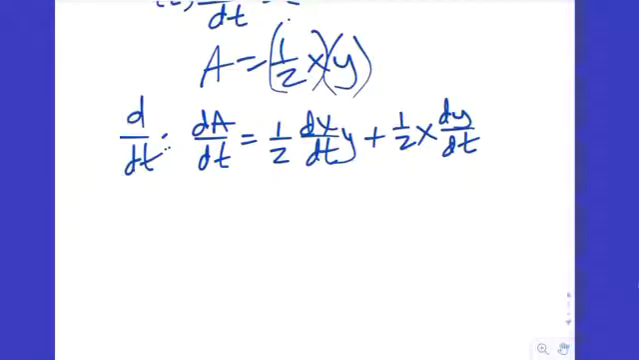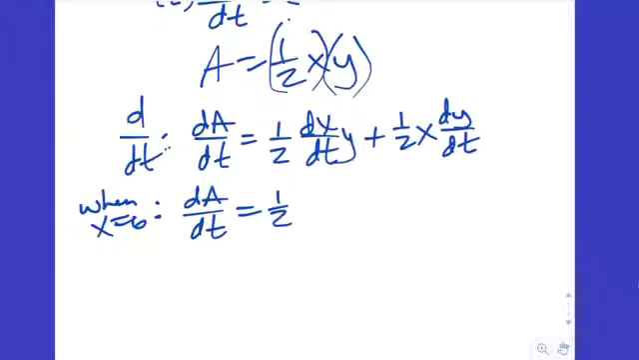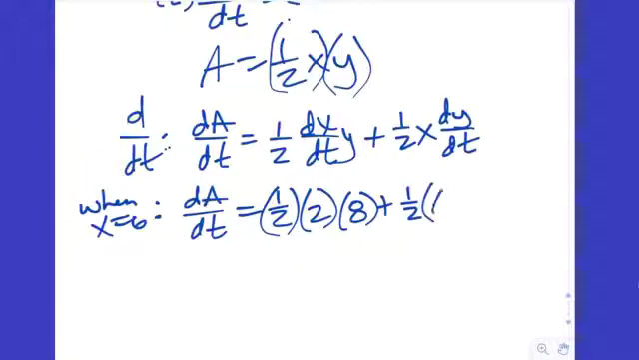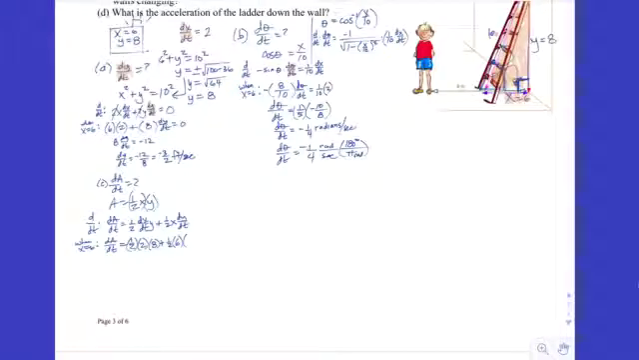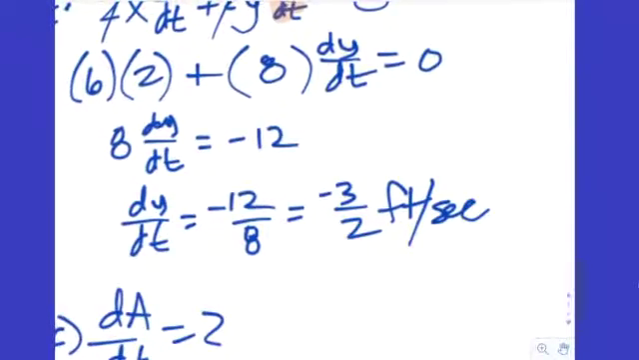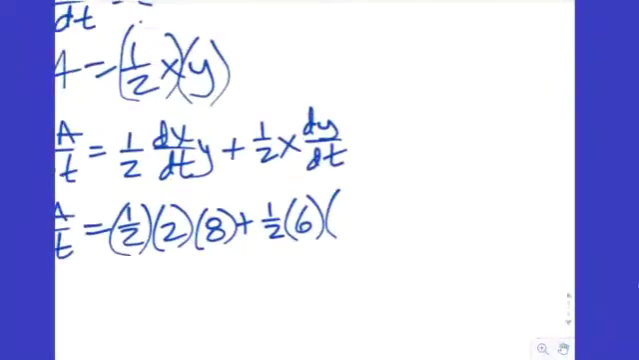All right, so let's go ahead and say, when x equals 6, just to denote that we're plugging it in, we can get our answer here. dA/dt equals 1/2, dx/dt was 2, y was 8, 1/2 is still a half, x is 6, and dy/dt. I need to go back to A. I don't remember what it was. It was -3/2. Great.